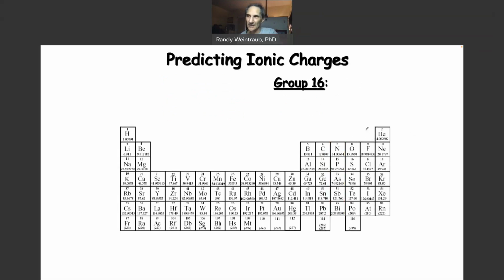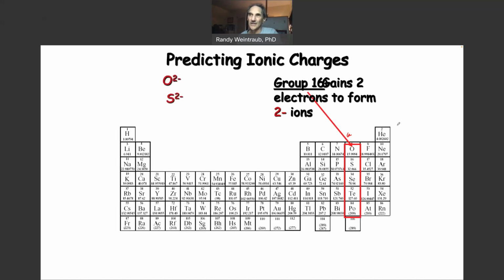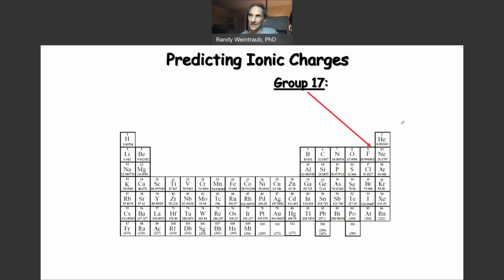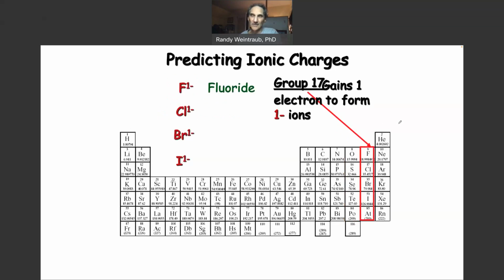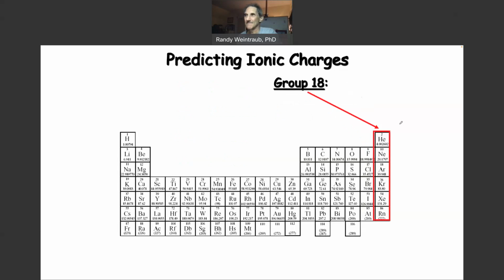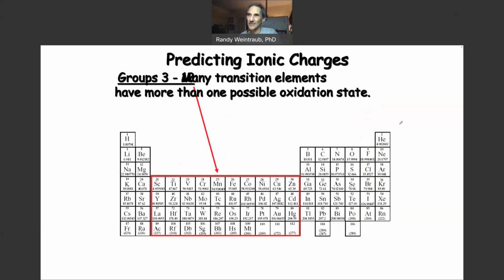Group 16 or 6A, they have 6 valence electrons, will gain 2 and become 2- ions, like oxide, sulfide, selenide. And group 7A or 17, they gain 1 electron and become 1-. We call these fluoride, chloride, bromide, and iodide. And group 18, noble gases, don't become ions, they are already stable.